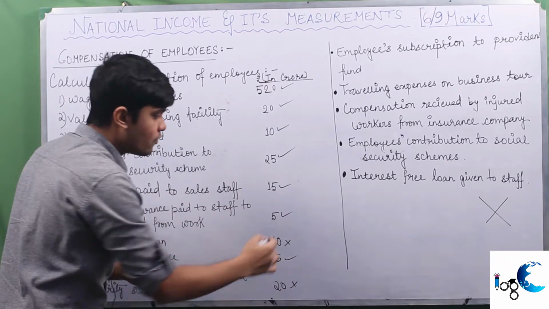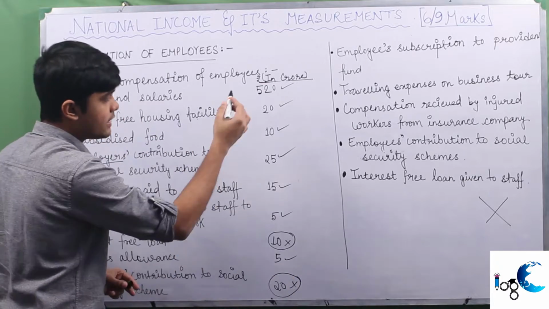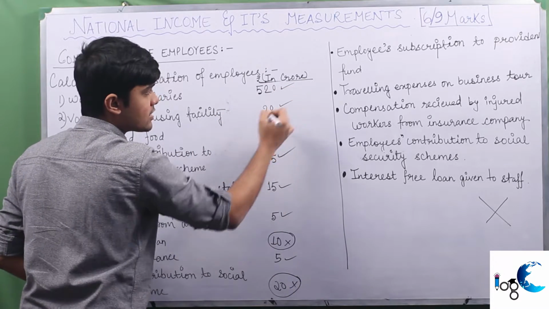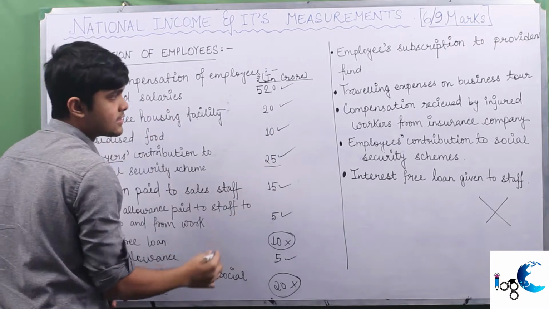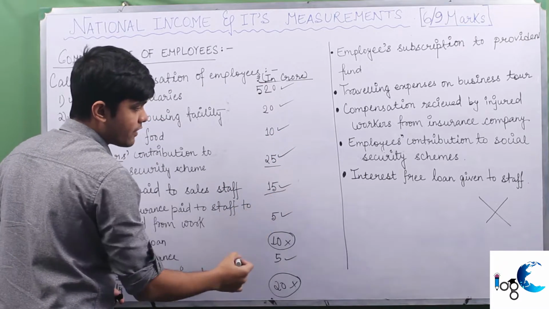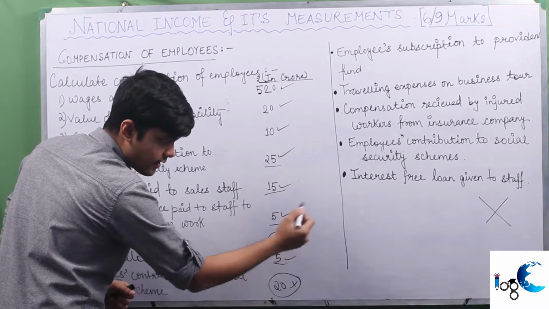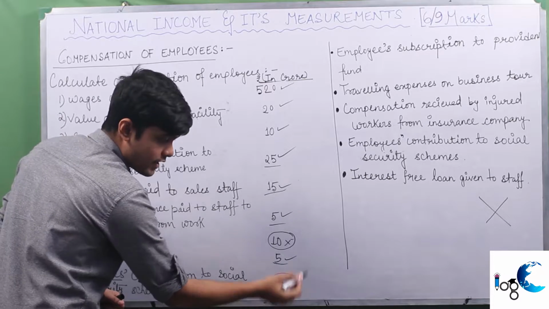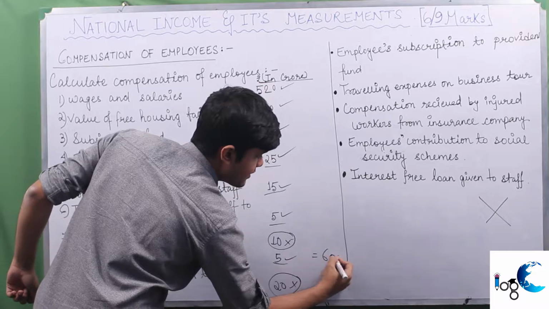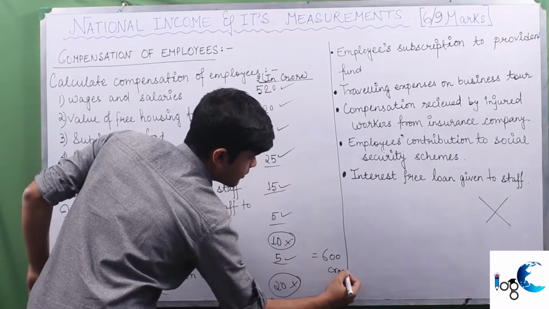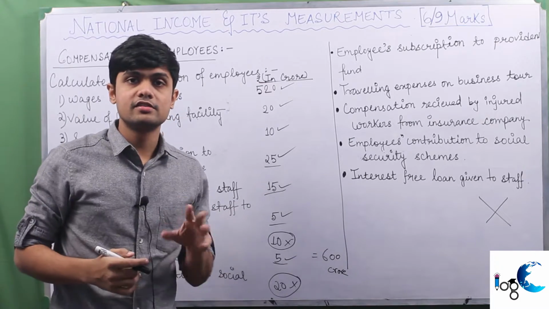So what we will do, we'll ignore this and ignore this too, and we'll just add up. 520 plus 20, 540 plus 10, 550. 550 plus 25 is 575, plus 15, 590, plus 5, 595, plus 5. We are ignoring 10, plus 5 is 600. We are ignoring 20. So compensation of employees calculation is nothing but 600 crore. This is mentioned in crores, so 600 crores, that is your sum.